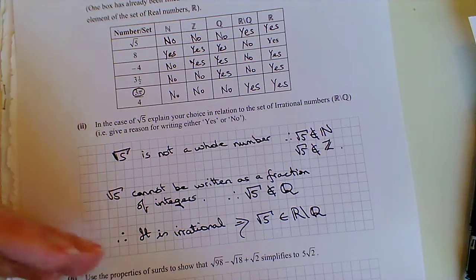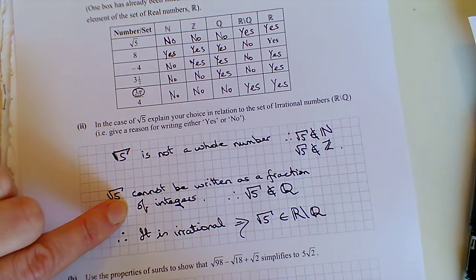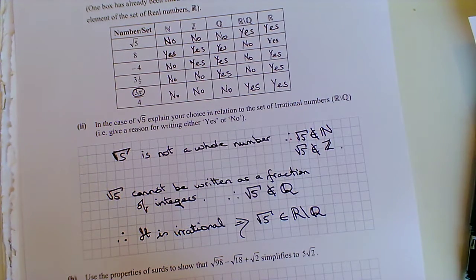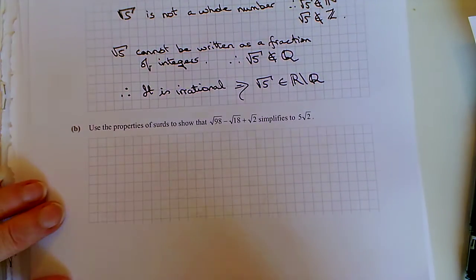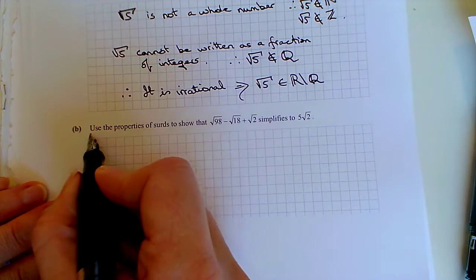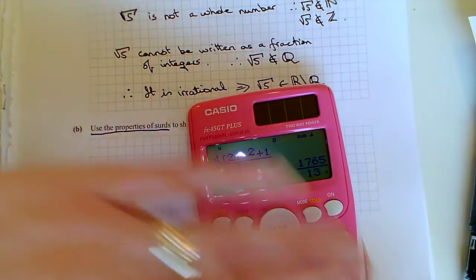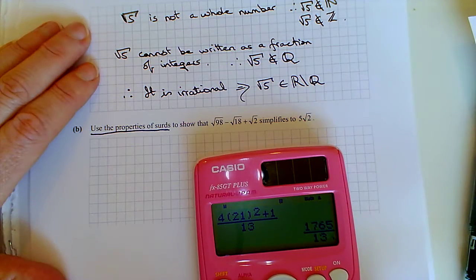That's maybe a bit more than you'd have to write down. You probably didn't have to say anything about it being a whole number, but you would have to talk about this. It can't be written as a fraction of integers, or its decimal expansion doesn't repeat and doesn't terminate. Now, the last part of the question. Use the properties of surds. So we can't just write down the answer that the calculator is going to give us. In fact, they told us the answer that the calculator is going to give us.